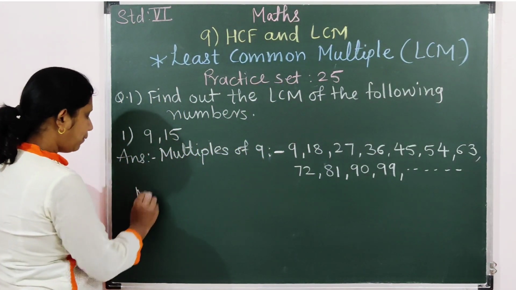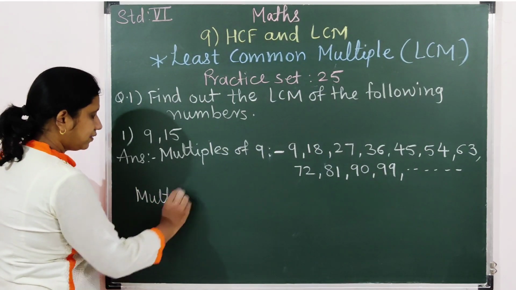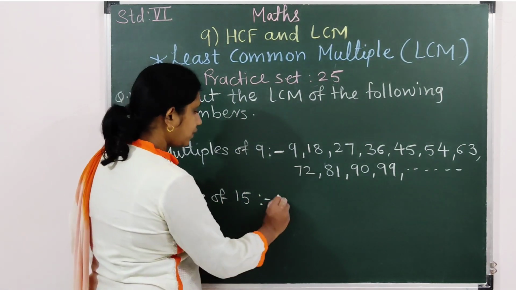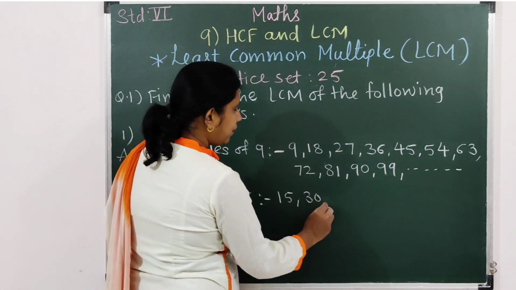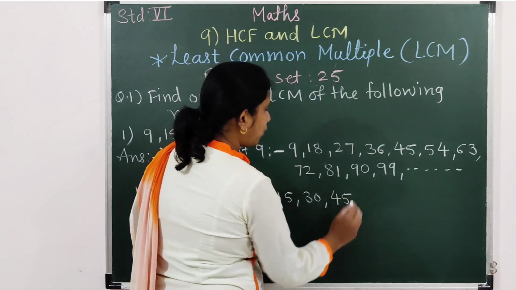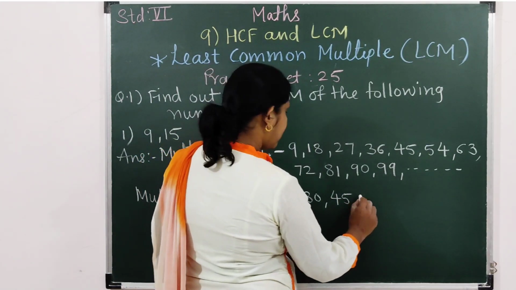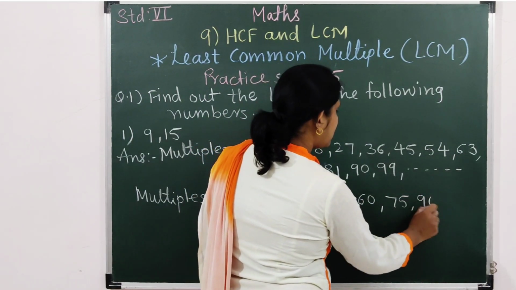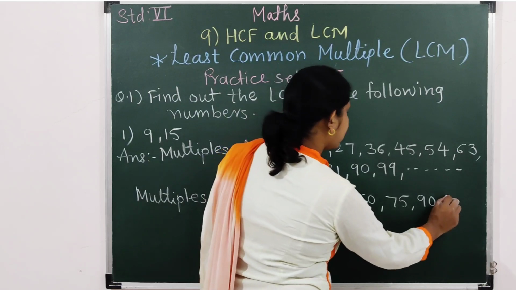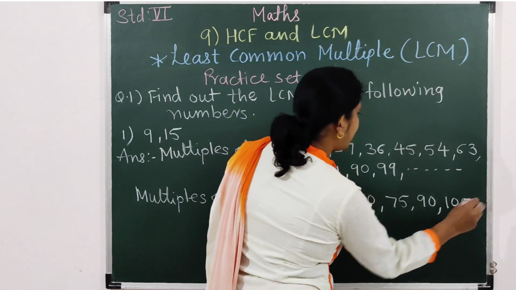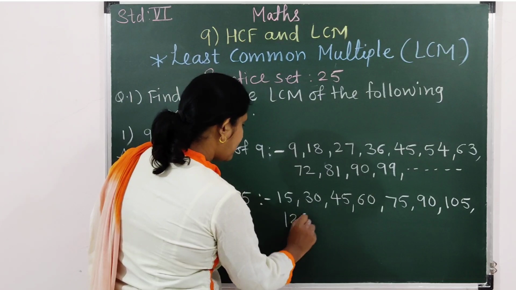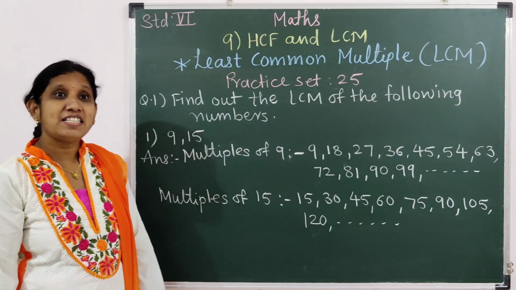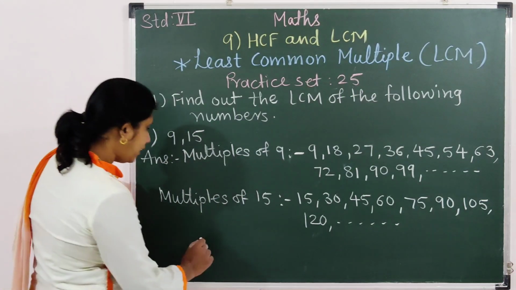Now multiples of 15. 15 ones are 15, 15 twos are 30, 15 threes are 45, 15 fours are 60, 15 fives are 75, 15 sixes are 90, 15 sevens are 105, 15 eights are 120, and so on. Right? Students, now let us write the common multiples of 9 and 15.